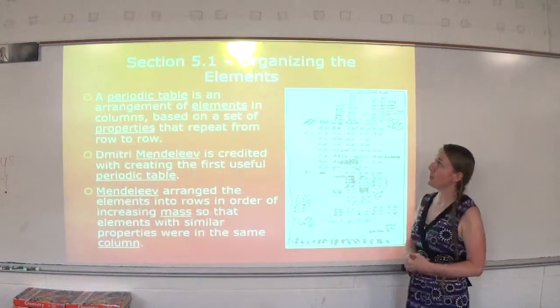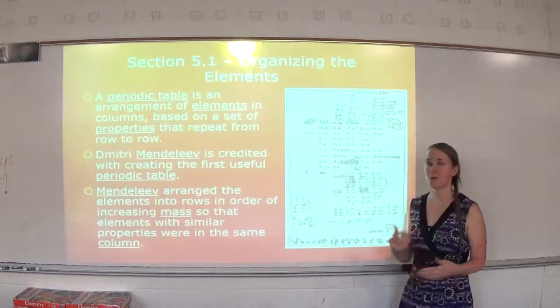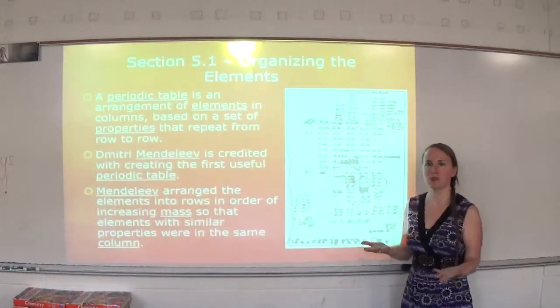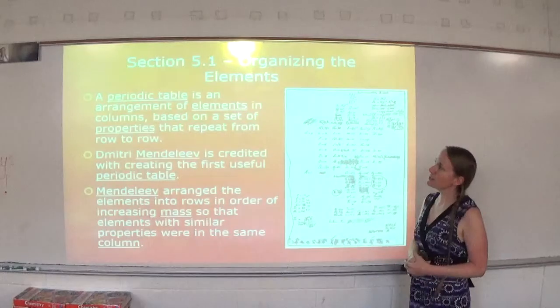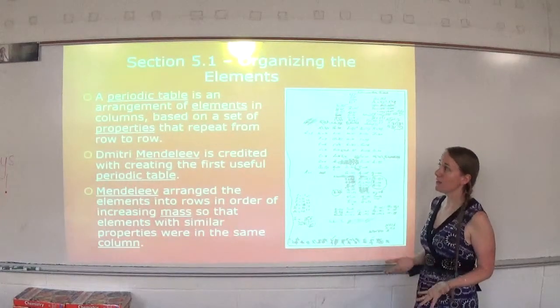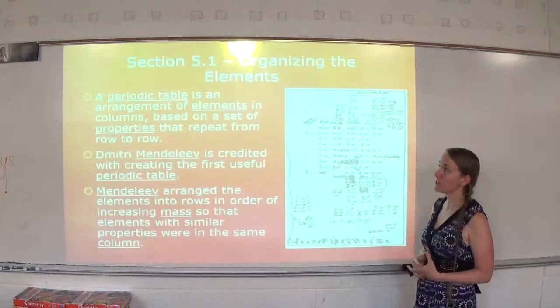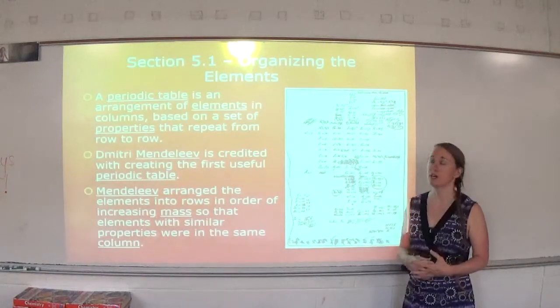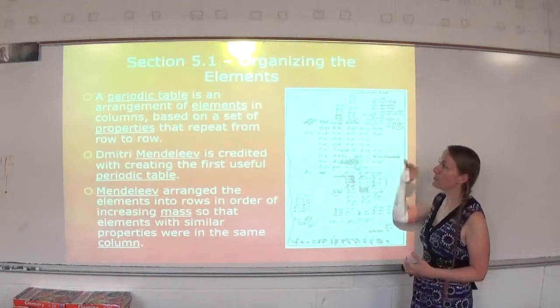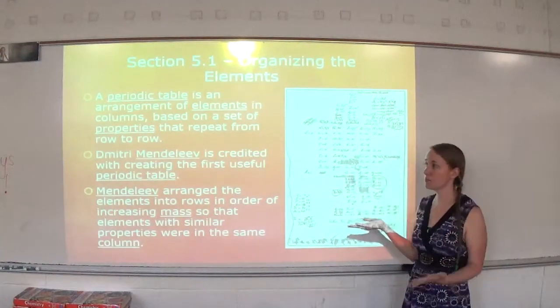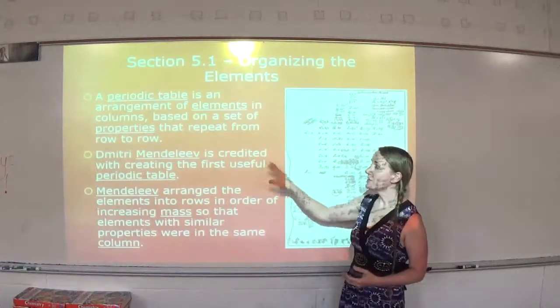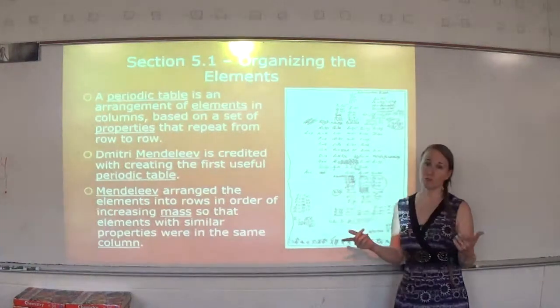So we're going to talk about how the elements are organized on the periodic table. Why is it shaped so weird? Why isn't it just a rectangle? A periodic table is an arrangement of elements in columns based on a set of properties that repeat from row to row. So each time you go to a new row on the periodic table, you get a repetition of properties. Mendeleev is credited with creating the first useful periodic table.